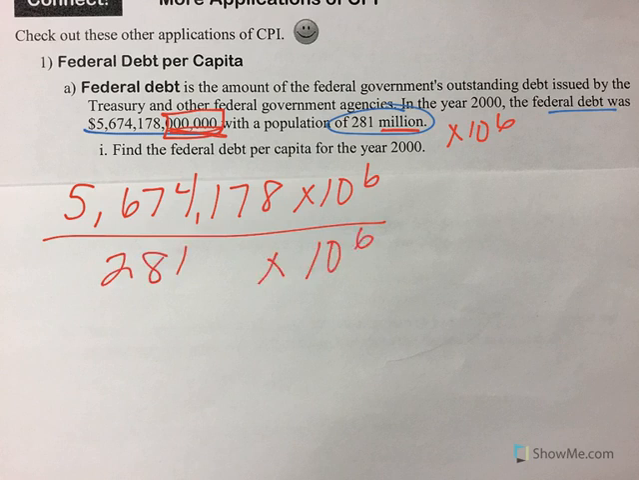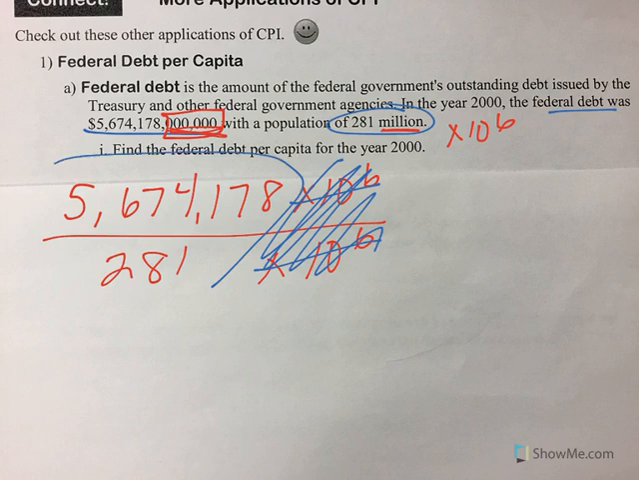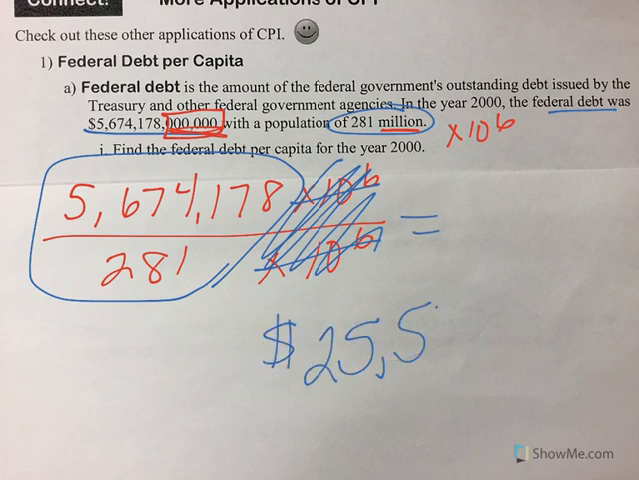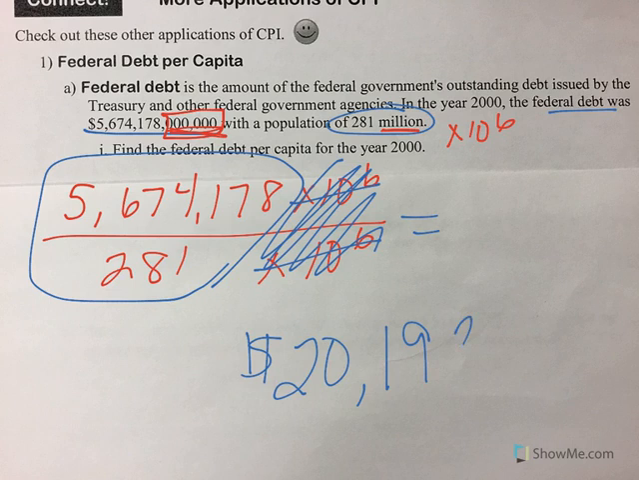And you might say, Becky, I don't know why you did that. Well, since these match, they just cancel out. And now I can just divide 5,674,178 divided by 281, which leaves me with 25,500, oh, wrong button. That is the wrong problem. Back up. $20,192.80. So in the year 2000, that is the federal debt per capita.